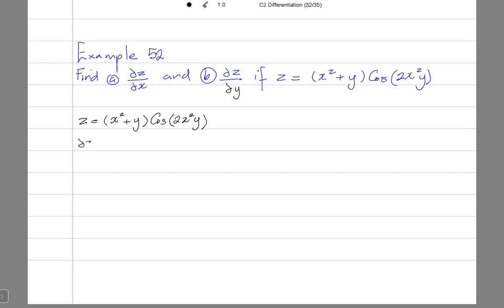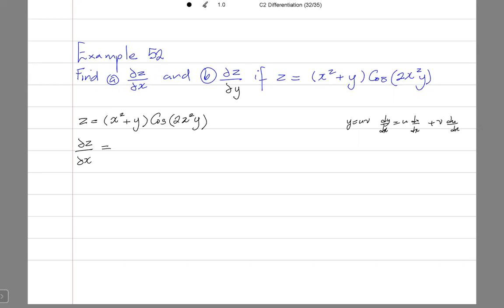So del z by del x. This is a product differentiation, which means I'm going to apply the product rule. The product rule says leave the first, differentiate the second. Let me just write it. y is equal to uv, so dy by dx is equal to u dv by dx plus v du by dx.